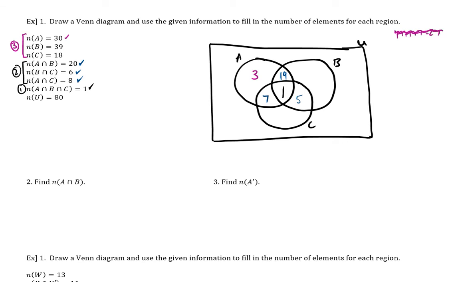Okay, and then our number of elements in B is 39. Well, 19 plus 1 is 20, plus 5 is 25. So I currently have 25 in all of B. It needs to add up to 39. Well, 25 plus 14 would be 39.